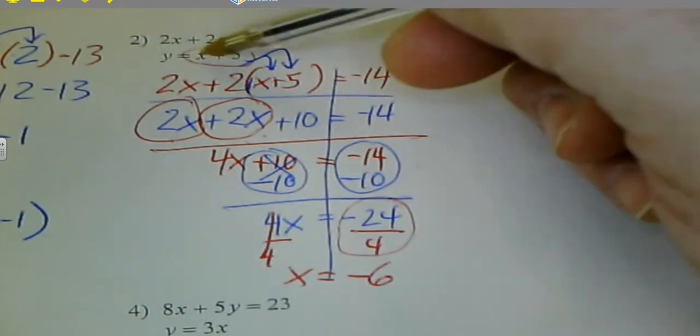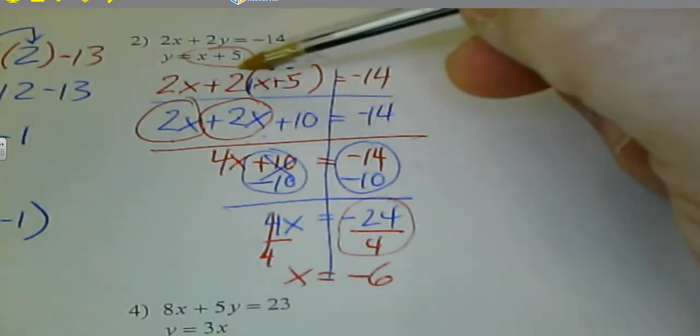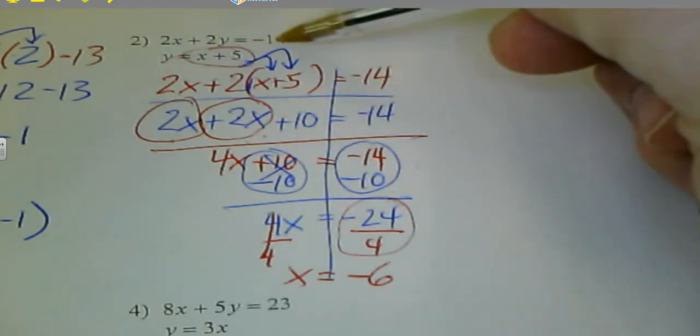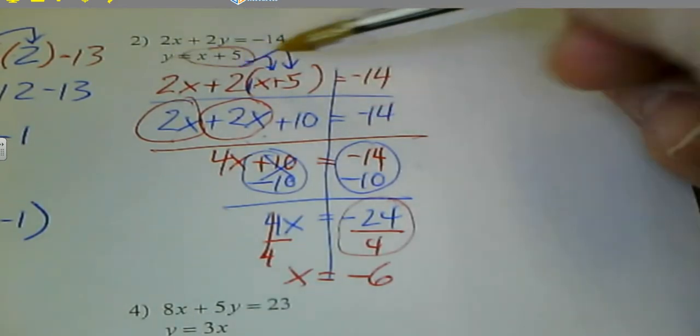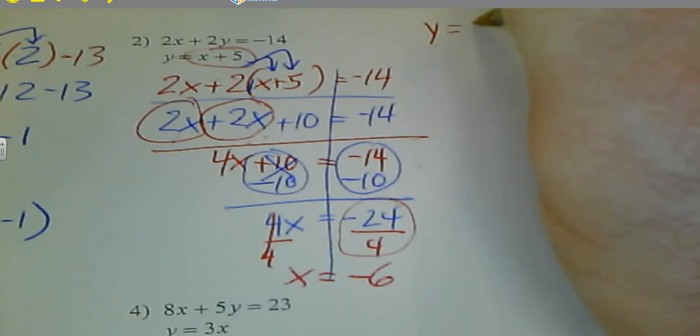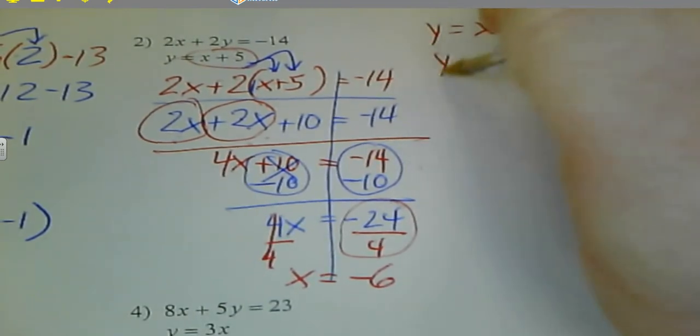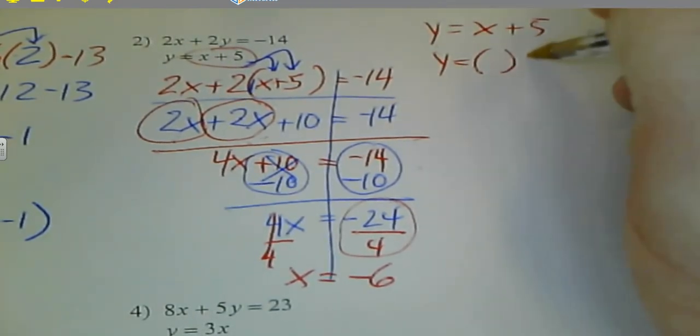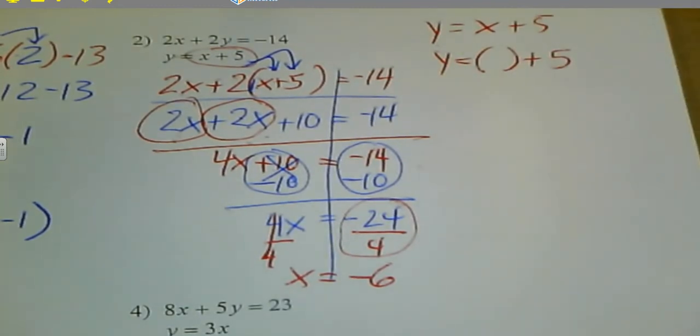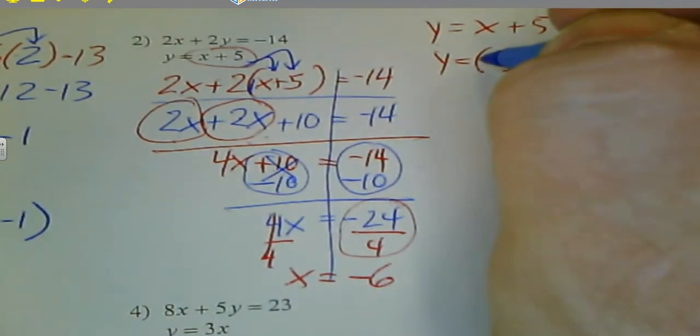What do we do with that? Well, we're going to take that equation that's already solved for y. We could put it in this one, but it's going to take a lot of steps. This is the easier one to do. So y equals x plus 5. We just take that x and put parentheses around it, and we substitute. What is it? It's negative 6.